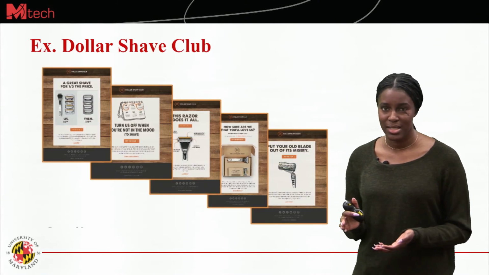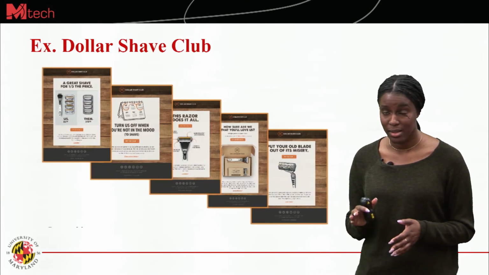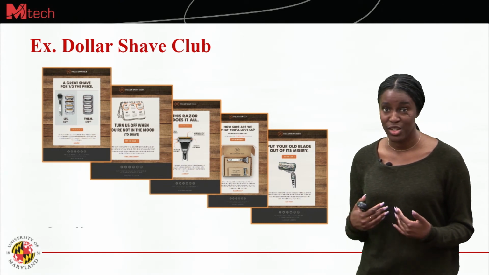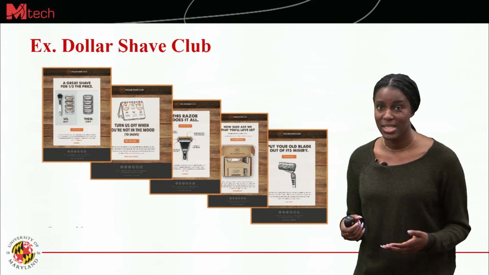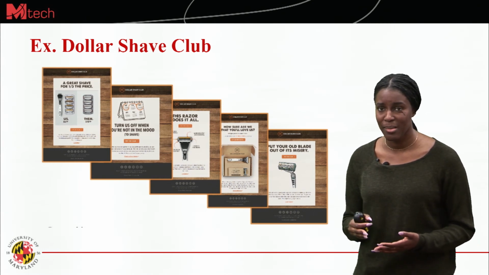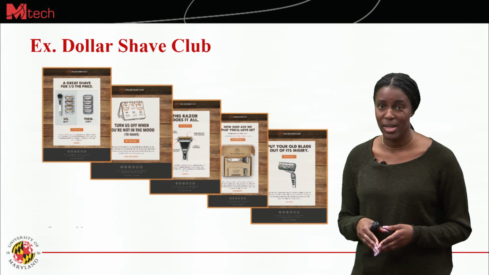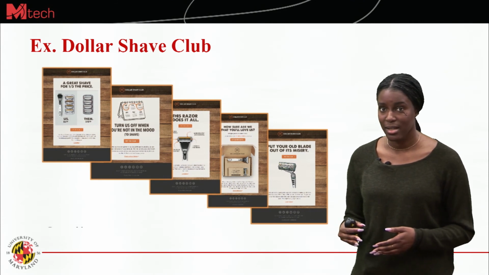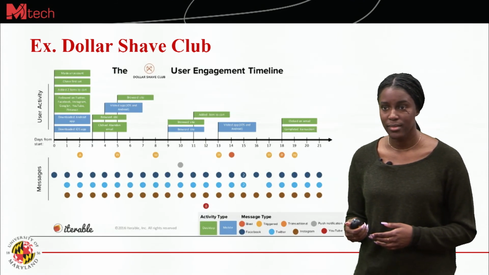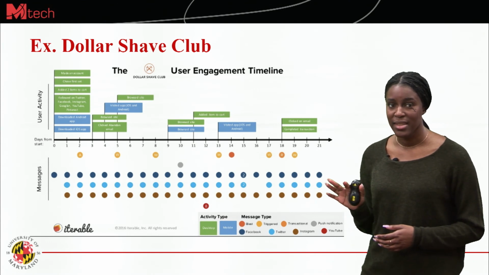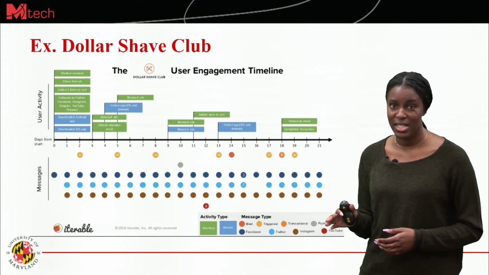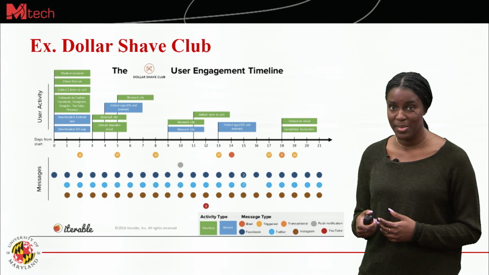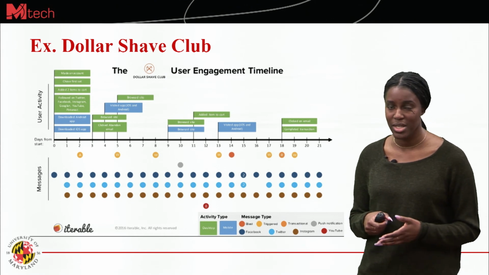So let's take a look at this example. Dollar Shave Club is a campaign that actually allows people to subscribe to shaving supplies. And what they did is they built a whole integrated marketing campaign based very largely around email to get their customers to sign up. So that was the goal. And as you can see here, this is their plan over 20 plus days where they engage their customers with emails. And at different stages, they're sending different types of emails to try and engage the customer over time.